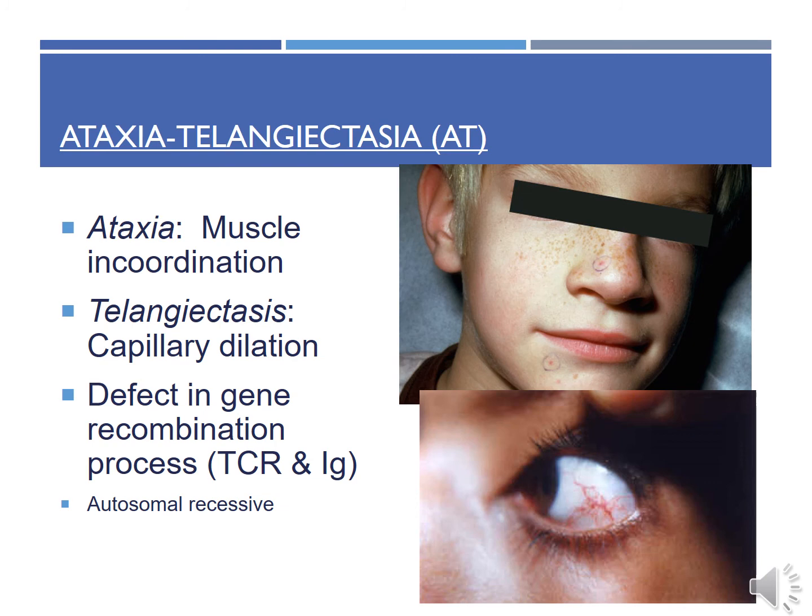These patients with AT have a defect in a gene that is essential to the recombination process for genes in the immunoglobulin family. So basically, the arrangement of the TCR and immunoglobulin genes just does not occur normally in patients with ataxia-telangiectasia.